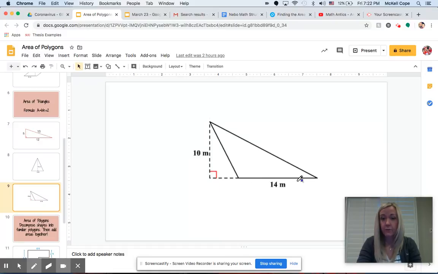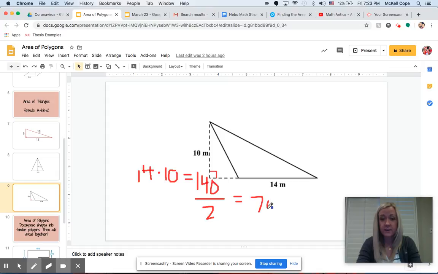So we have 14, which is our base, and then we are going to times that by 10, and that gives us 140. And then we're going to take that 140 and we're going to do what? Say it out loud so I know you know it, even though I can't hear you. 140, we're going to cut it in half or divide it by 2. 140 divided by 2 is going to give us a grand total of 70.